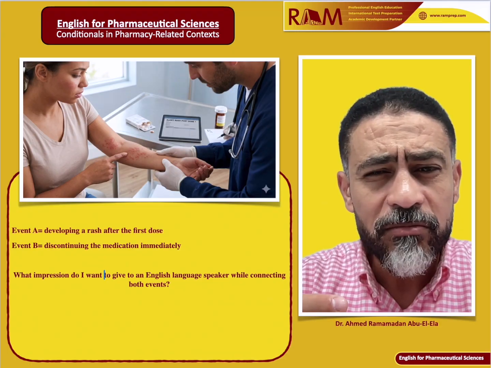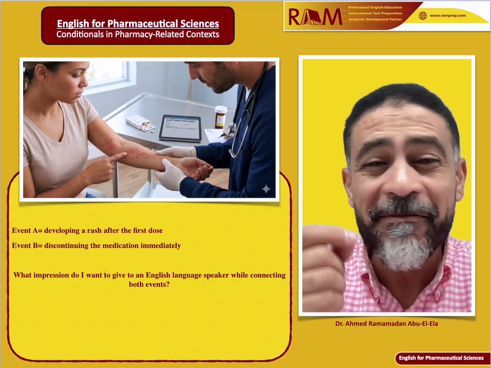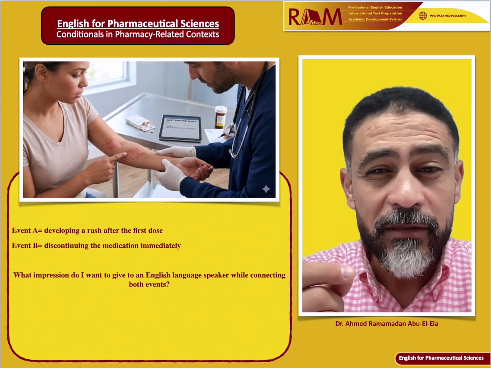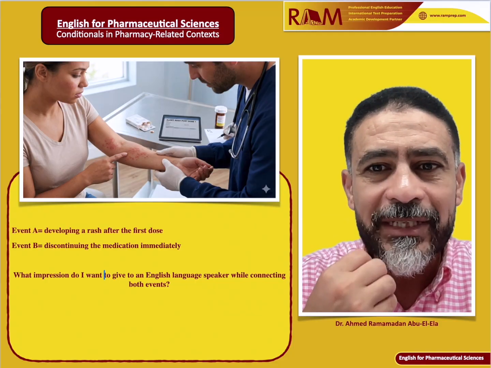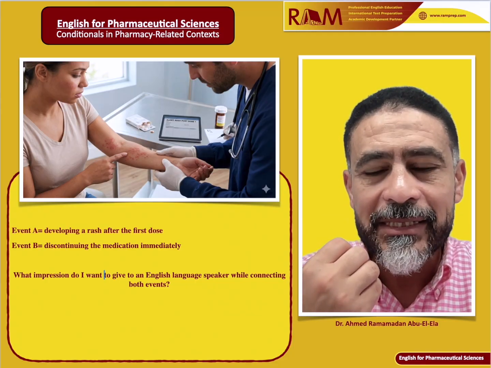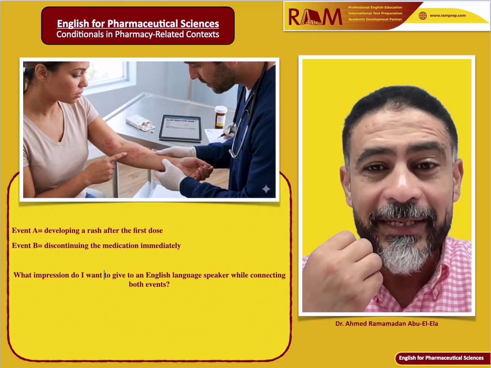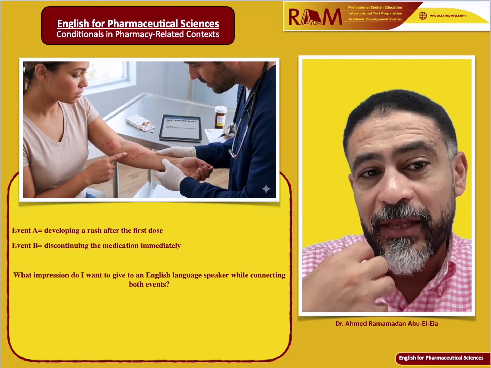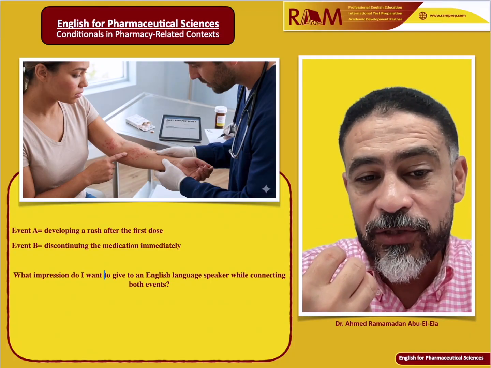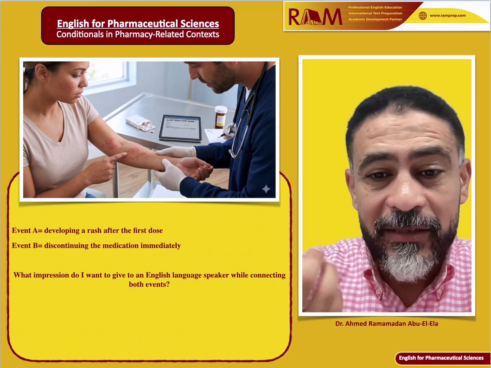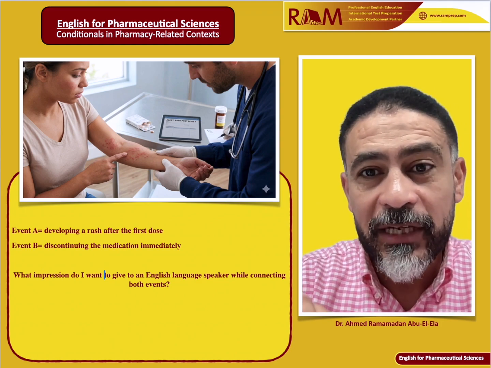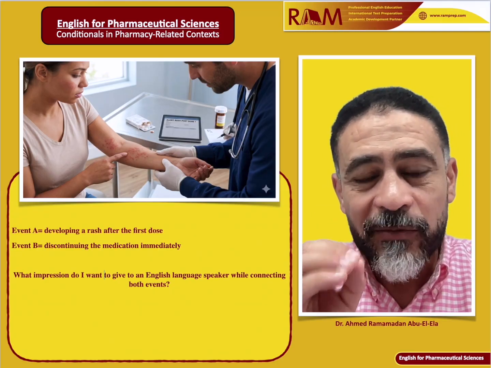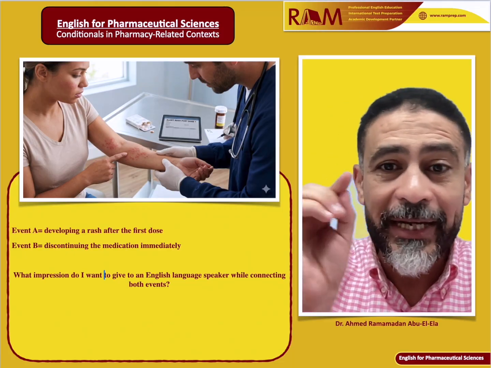Or we don't want to set this as a fact or as a truth, okay? What I want here is not to give it as a fact, I want to give it as a possibility, as something possible. I want to say that it's possible that when a patient develops a rash after the first dose, the medical team will discontinue the medication immediately, okay? So this is the key difference between zero conditional and first conditional.